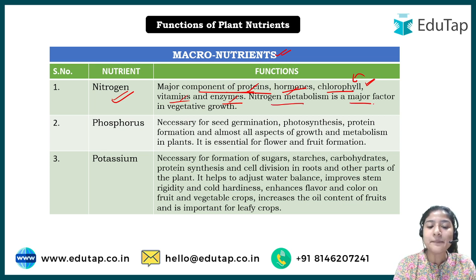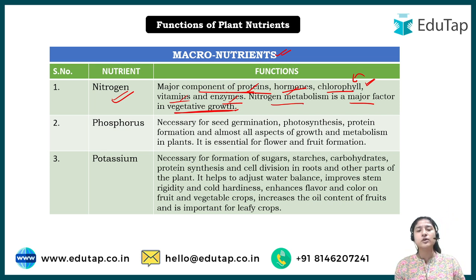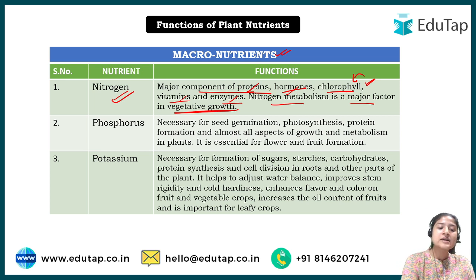Nitrogen metabolism is a major factor in vegetative growth. Vegetative growth means growing of stem, growing of leaves. In that, nitrogen plays a major role. Next comes phosphorus. Phosphorus is what? It is necessary for seed germination.